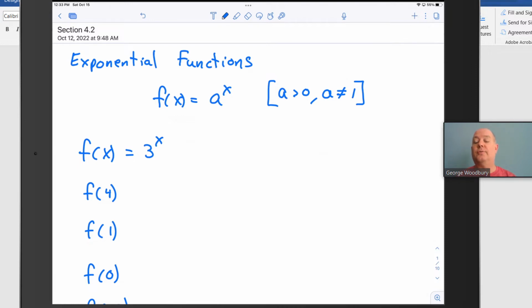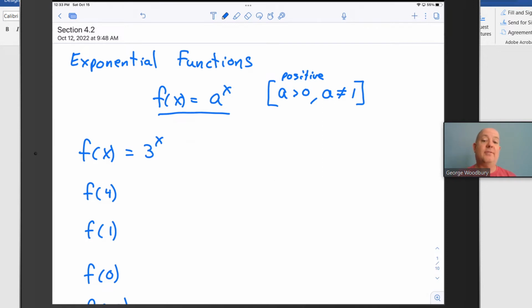Look at exponential functions. Now an exponential function is a function of the form f of x equals a to the x power, where a is a positive number greater than 0, and a is not equal to 1 because that's not a very interesting function. 1 to the x power is just equal to 1. That's the constant function f of x equals 1.